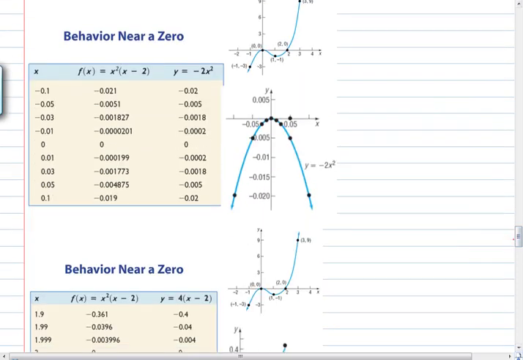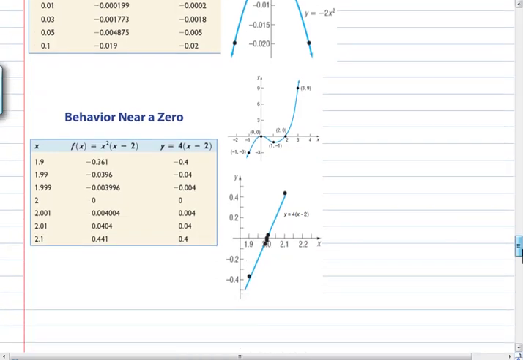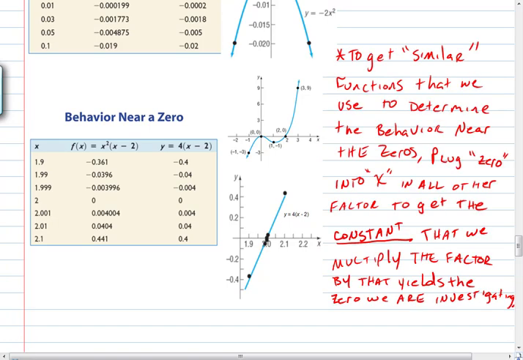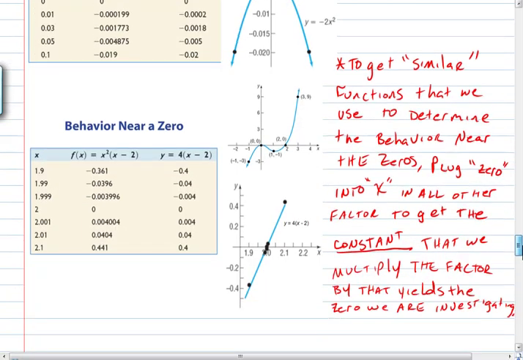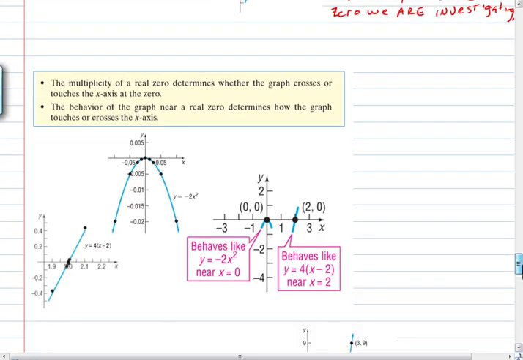A nice algebraic way to do this is to come up with a similar function. Instead of plotting all these points, we can actually come up with a similar function by doing the following. For example, we know that if the 0 is a multiplicity that's odd, the graph is going to cross the x-axis. But the question then is, how steep does it cross the x-axis? We know it's a linear function, but how steep is it? Or if it touches the x-axis because that 0 is even, how steep is this quadratic that we're going to end up with? Well, this is a method we can use to answer that question, and you will be asked to do this on your homework.